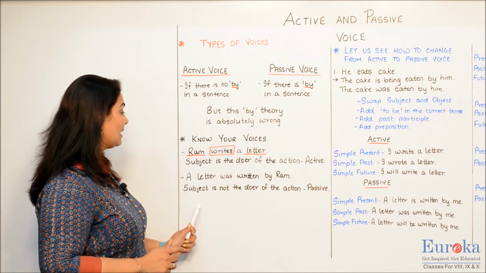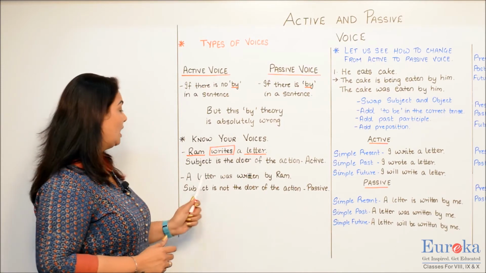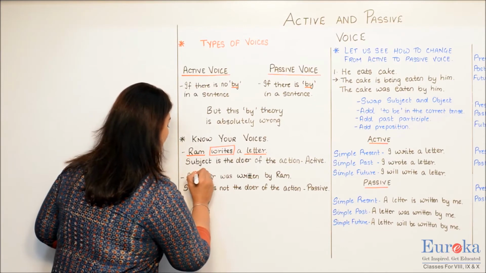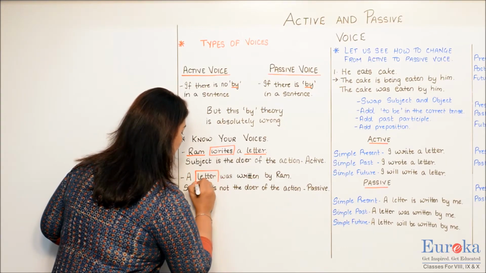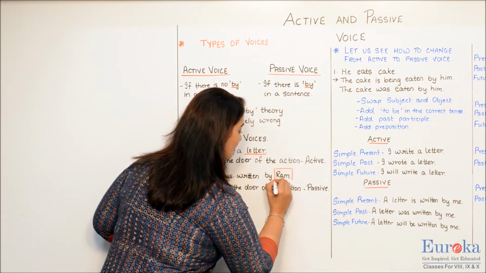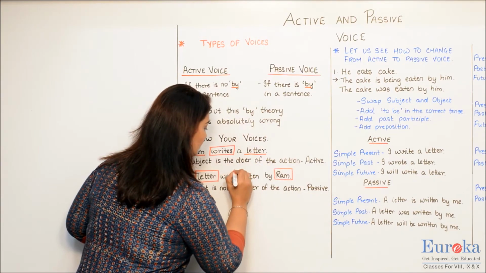So, when the subject is the doer of this action, this sentence is known as an active voice. So, let's look at the second example which is given over here. A letter was written by Ram. So, let's see what is this? A letter, Ram, and written.